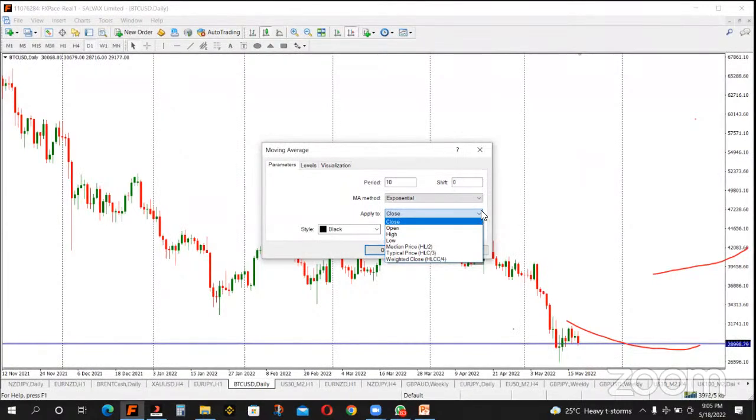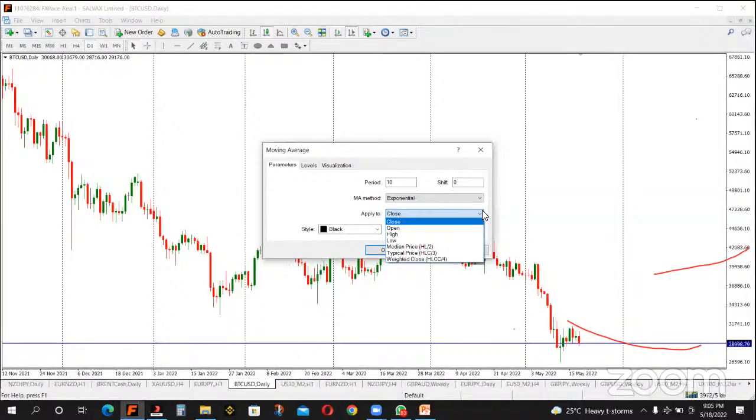If you say high, it means that when the candlestick gets to its high, that is when it will plot it and give you your average. So it depends on what you have told the system. That is what it will do for you. But in this instance, we say close of the candlestick.